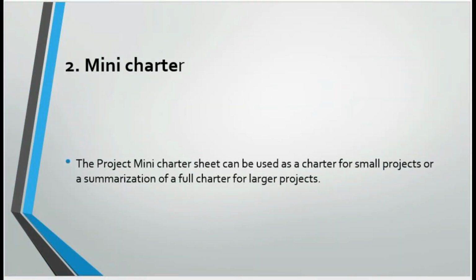And then the second one is charter. This one, have you ever heard of project charter? Because the project charter is created whilst you are initiating a project. It's one of the designing phases. So this one is a mini charter, which is used as a charter for small projects or summarization of a full charter for larger projects.